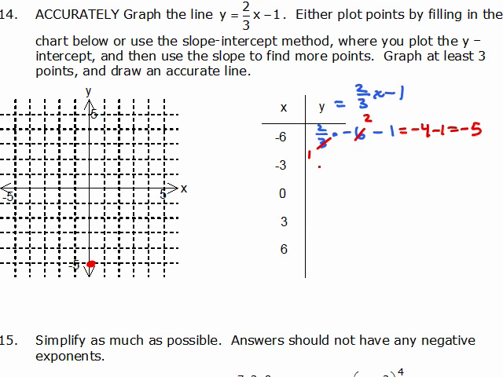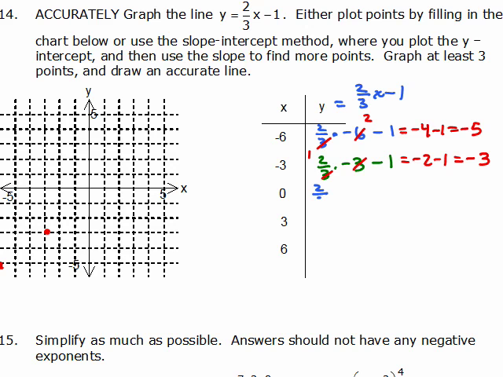Now we put in -3. So 2/3 times -3 minus 1. Here the 3 and -3 cancel, so that's -2 minus 1. So that's the ordered pair (-3, -3). Oops, this first one I wrote wrong. It's (-6, -5). Let me fix that mistake. (-6, -5) is down here. Sorry. Okay, we're putting in 0 now.